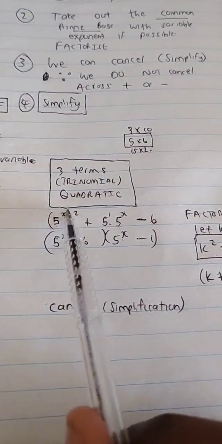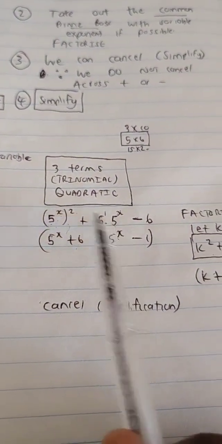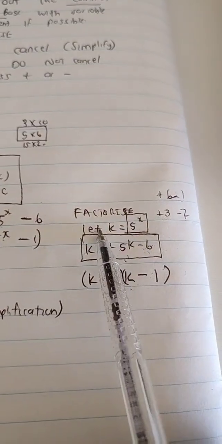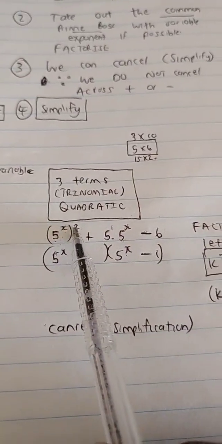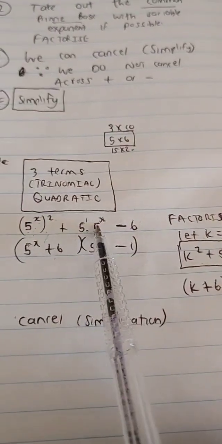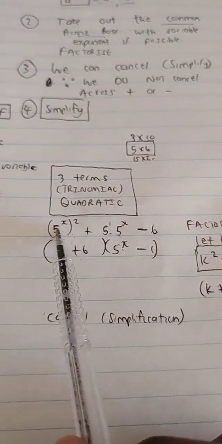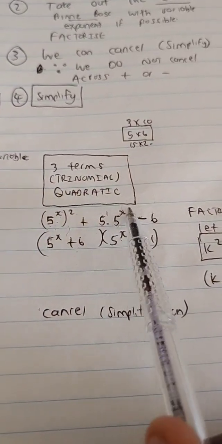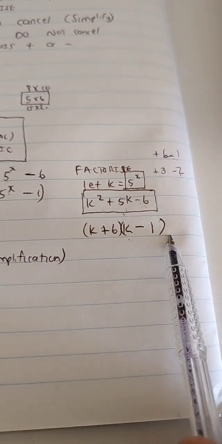So 5 to the power x is common for these 2 terms. This one has the exponent 2, this one has the exponent 1. Therefore, what do we say? We let k be equal to 5 to the power x. The base that has the lowest exponent, not the one that has the highest exponent, because 5 to the power x is common. We let that k be 5 to the power x. In the place of 5 to the power x, we can substitute and write k. This becomes k squared plus 5k minus 6. So this trinomial can be factorized like this.